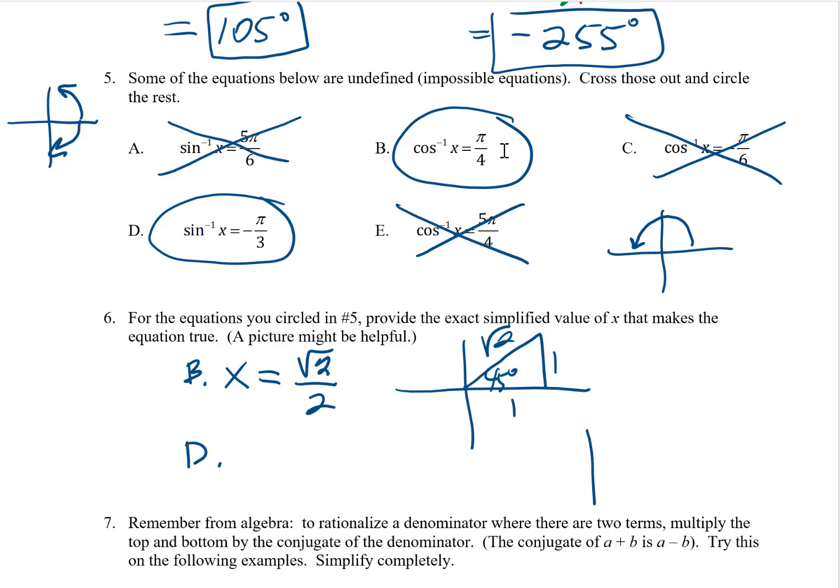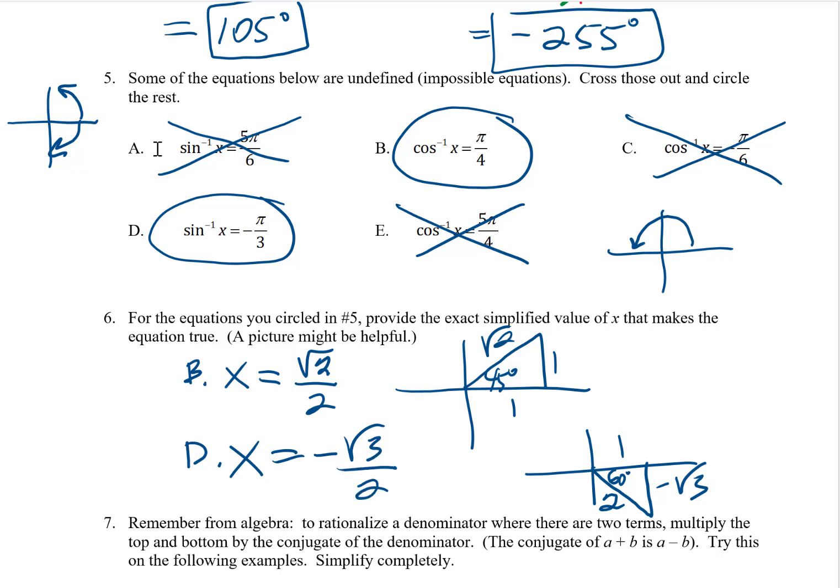Part D will be similar. A quick picture will give us the answer. I'm drawing negative pi over 3. That's negative 60 degrees. Obviously, it's a 30, 60, 90 triangle. I've got the 1 and the root 3, which would be negative, and the 2. I'm looking for the sine ratio. Sine is opposite over hypotenuse, so negative root 3 over 2. If you take the inverse sine of this ratio, negative root 3 over 2, you get the angle negative pi over 3.